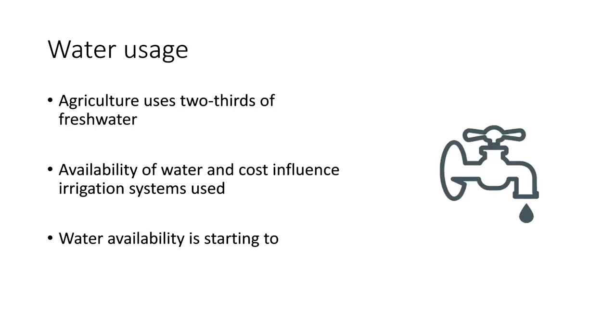And then with the water usage, agriculture is currently using about 2/3 of the fresh water that's available. And then this process is going to be dependent on a couple different things. So it's not always going to be uniform throughout. And then it looks like I didn't finish the third point there, but it's going to be influenced by how much water is actually available in that region.